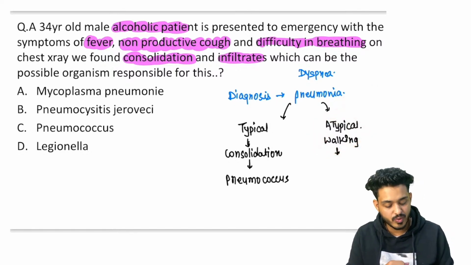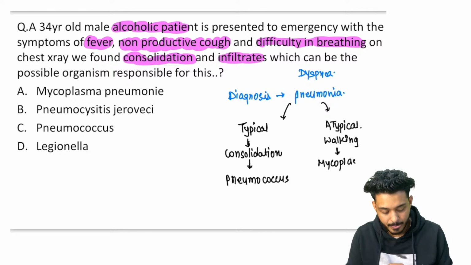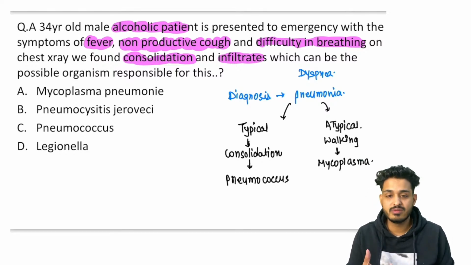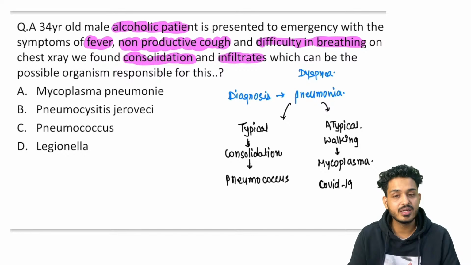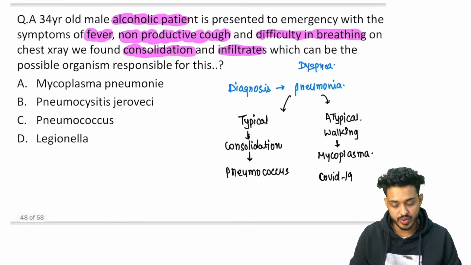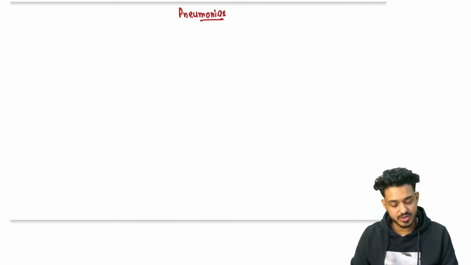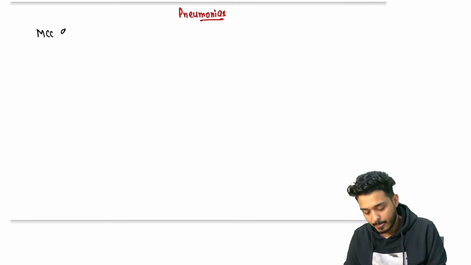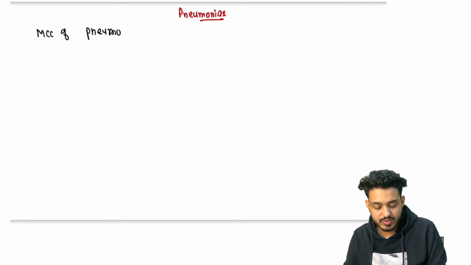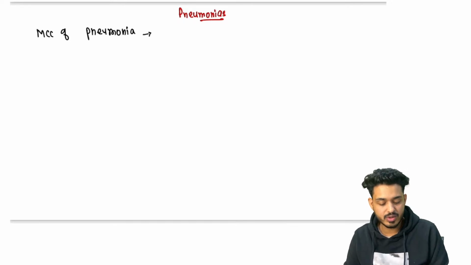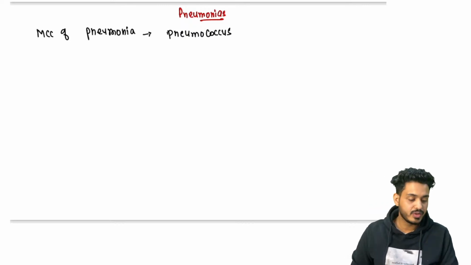The most common cause for walking pneumonia is going to be your mycoplasma, right? And second, in viral, that is your COVID-19. Multiple we are having, but these are important ones, right? So this is the basic approach. Now look here, what are the different bacteria? Different case scenarios. See what questions can be asked on pneumonia. First question: they can ask you the most common cause of pneumonia. Now you have to answer me fast. What is the most common cause of pneumonia? That is going to be pneumococcus.